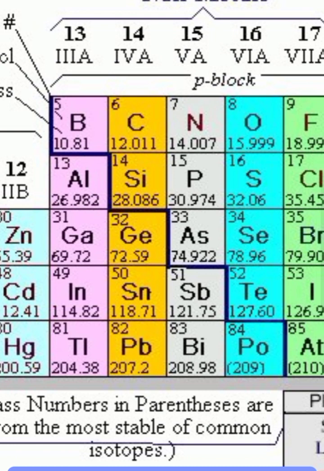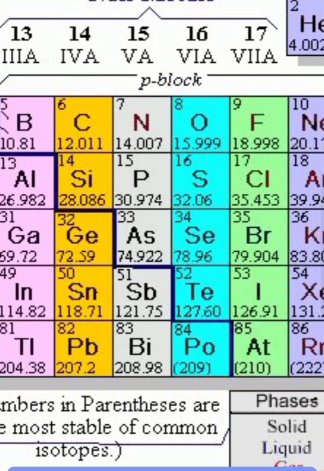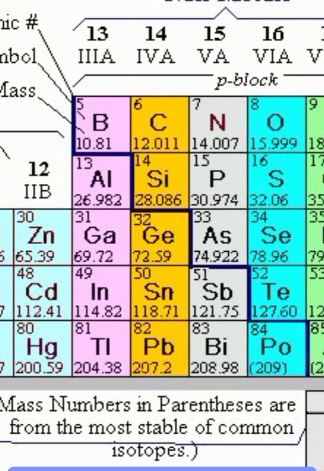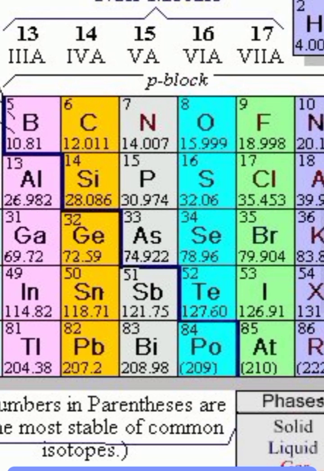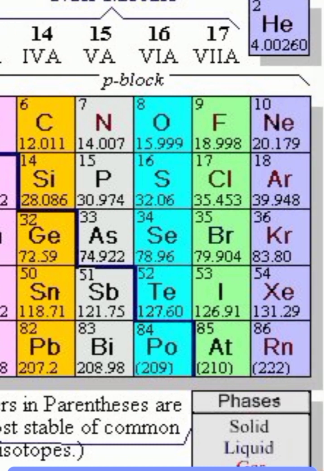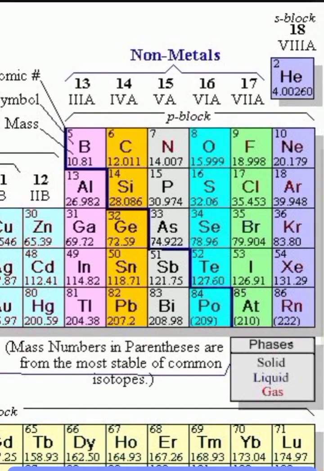Now, this group 3A, 4A, 5A, 6A, 7A, and 8A, we call them group 3, group 4, group 5, group 6, group 7, group 8. So group 13 is also known as group 3. Group 14 is also known as group 4. Group 15 is also known as group 5. Group 16 is also known as group 6. Group 17 is also known as group 7. Then group 18 is also known as what? Group 8.